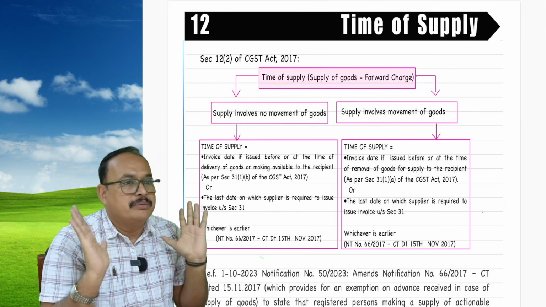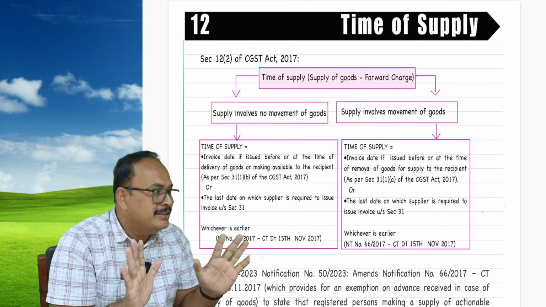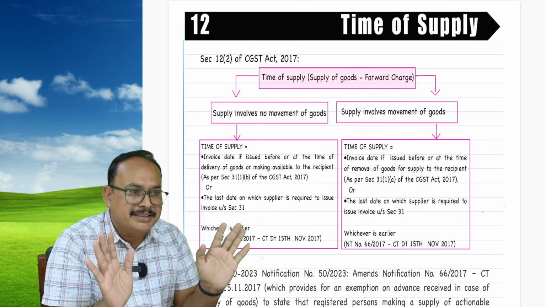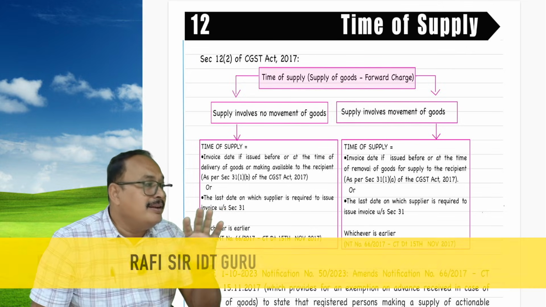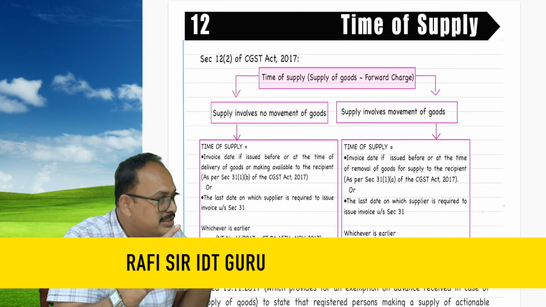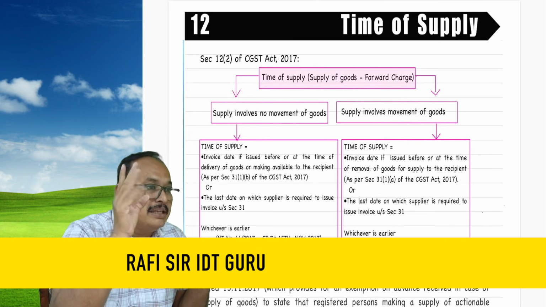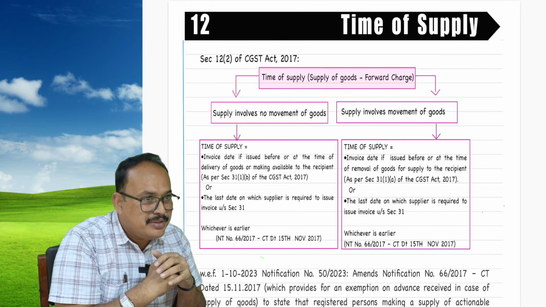is the time of supply. That's it. Payment does not matter here. It is not a relevant factor here. Only in the case of online money gaming, date of invoice, last date to issue invoice, or date of payment, whichever is earlier. Online money gaming alone is clear, my dear friends.